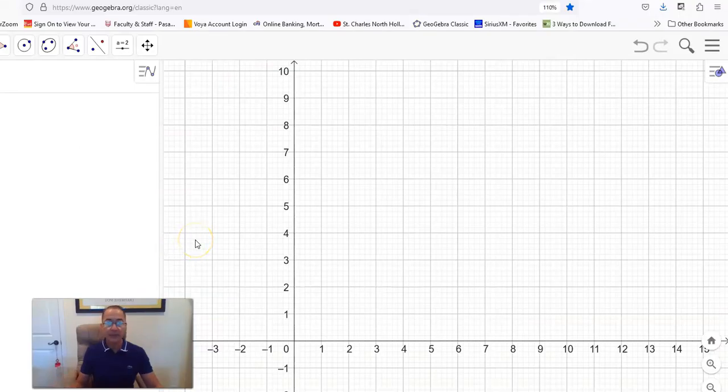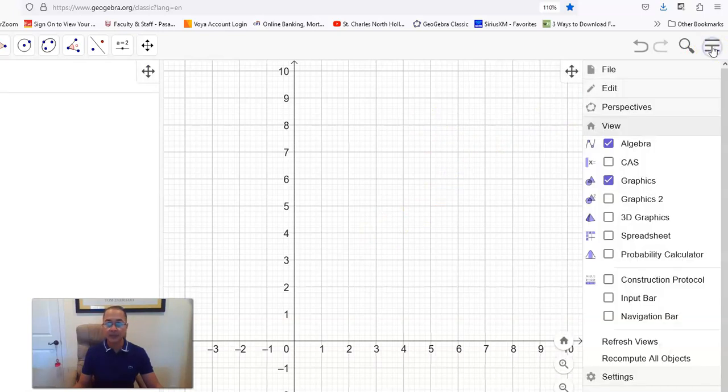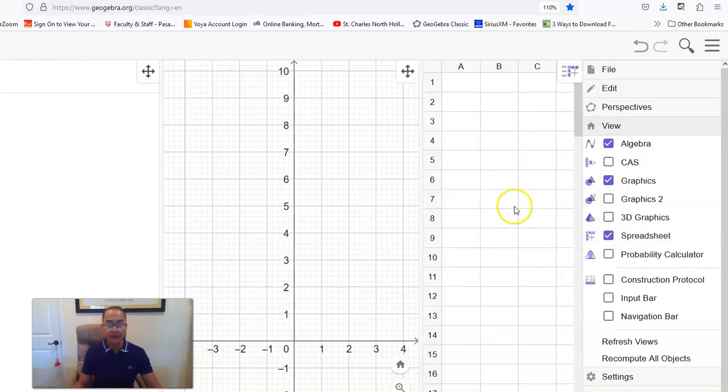So in the last video, I started with the welcome screen for GeoGebra, where you can immediately access the spreadsheet feature. But I wanted to show you today that you can also do that anytime within GeoGebra by going to this waffle and then going to View and selecting Spreadsheet. Okay, so there's a spreadsheet. This time it appears on the right side of our screen.